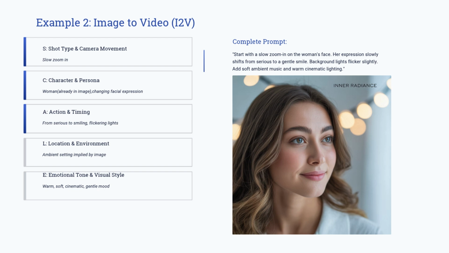Action and timing. That emotional shift happens gradually, while little background lights flicker to add life. L. Location and environment. The setting is implied. Could be a studio or something ambient. We don't need to define it heavily. E. Emotional tone and visual style. It's all about that gentle warmth. So we keep it soft, cinematic, with a calm and peaceful mood.